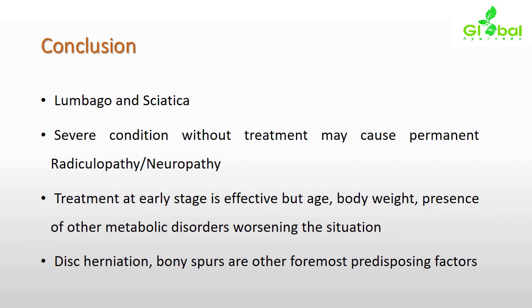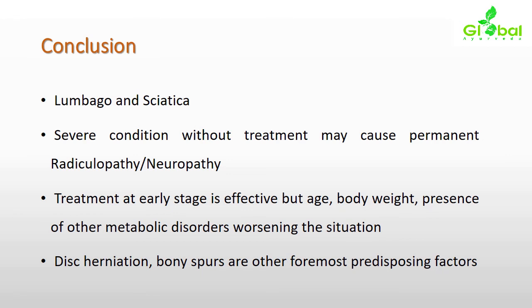So all these conditions you should always consider with respect to treatment. Why? Because it depends upon the age, the body weight, and whether the patient already has any other metabolic disorders. This will cause more worsening of the situation. So whenever you treat this kind of condition, you should consider the patient's age and body weight, BMI, along with whether the patient is suffering from any other metabolic diseases like diabetes mellitus or hypertension, or any other disc-related or joint-related conditions the patient already has from previous history, which you can extract.